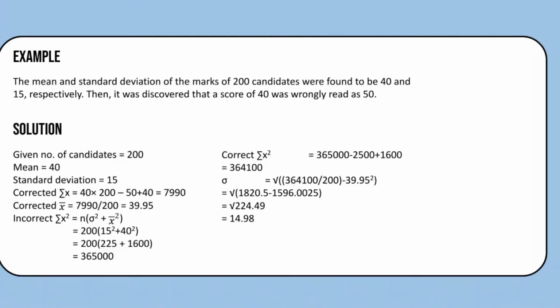364,100 divided by 200 minus 39.95 squared, square root, 1,820.5 minus 1,596.0025, equals the square root of 224.49, which is 14.98. And that is it for today's lesson. I hope you guys understand it well, and I hope to see you guys in the future.